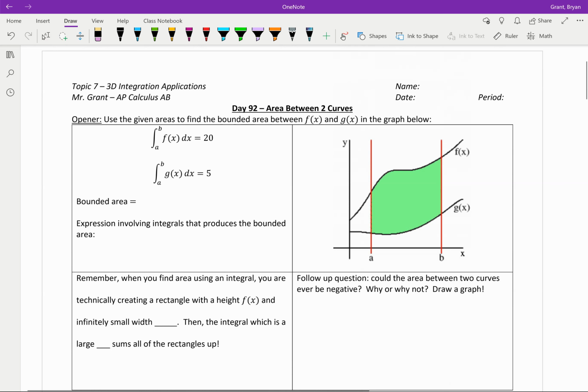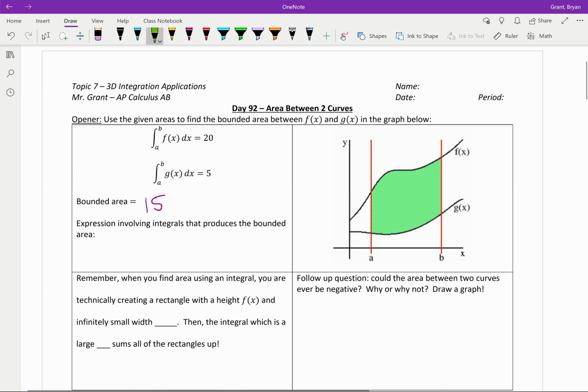The opener you can read to yourself. You should pause this video quickly and then try this part right here. I'm assuming you're going to pause it. And you've now unpaused. Wonderful. So hopefully you all found that the bounded area was 15. Okay, now how do we write an expression involving intervals or integrals that produces that answer?